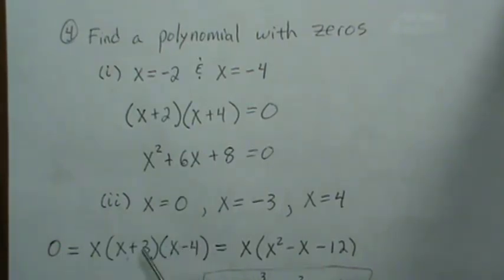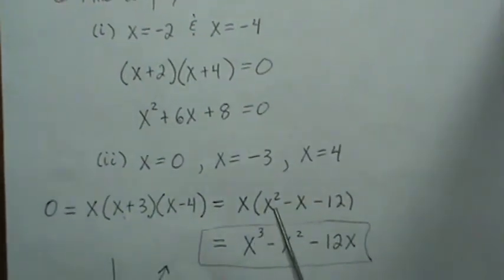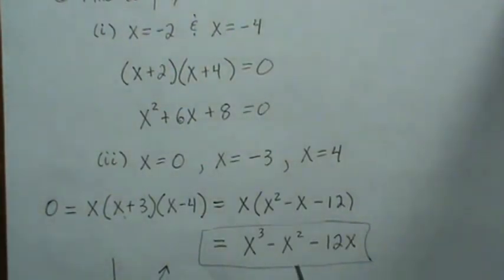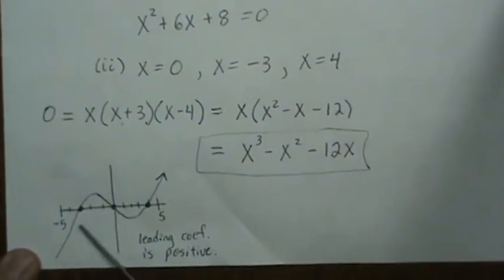So what we do, let's just multiply these two pieces first and leave the x outside. So when you multiply those two out, you get this, and then we still have our x. So now let's multiply the x in. We get x cubed minus x squared minus 12x. So this is a polynomial that has these zeros. And if we were to graph it, it looks something like this.